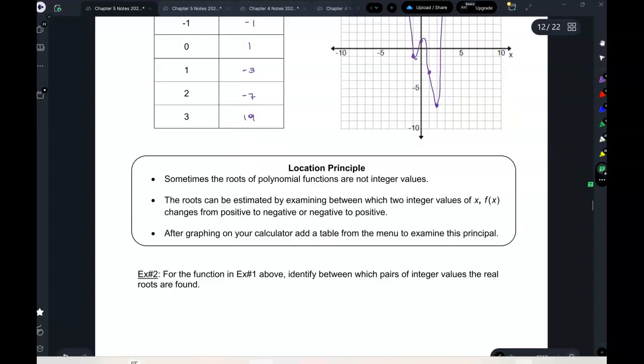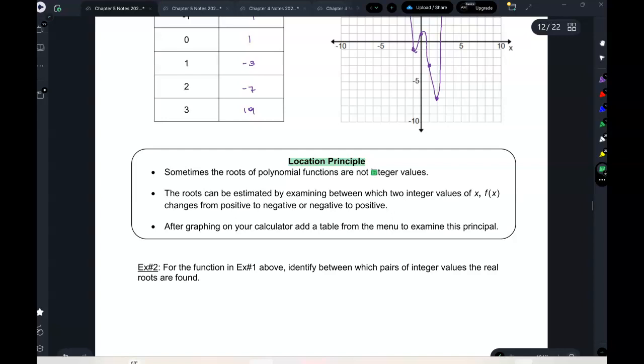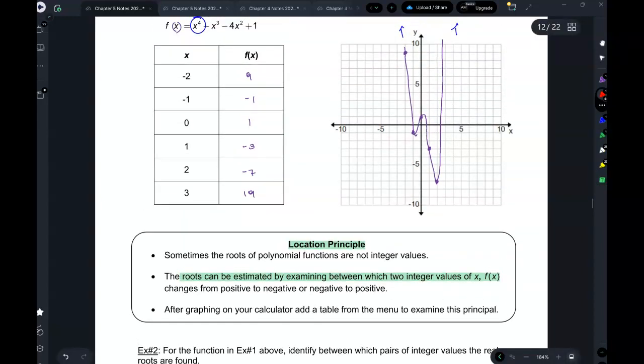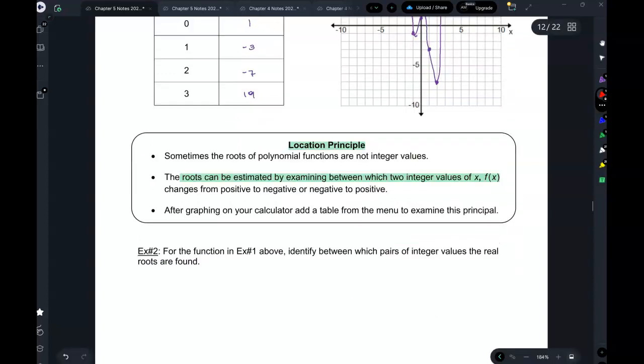All right. Now, location principle. This is something that we've talked about before. As you can see here, there are 1, 2, 3, 4 roots, but they're not integer values, right? However, we can estimate them by looking at the two values between which f of x changes from positive to negative and negative to positive. We've done this before, right? So take a look here. F of x is +9 and then switches to -11. So I know that there is a 0 between -2 and -1, right?